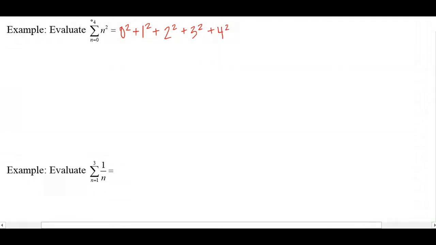So the number on the top of the sigma tells me that's the last number to substitute into n. So it doesn't necessarily tell me how many terms I'm adding together, because here notice I'm adding 5 terms together. It tells me that's the last number to be substituted into the general term. And now that I have this expanded, I just add them all together. So I have 0 plus 1 plus 4 plus 9 plus 16. And if we add all these together, we get the finite number 30. So this sum from n equals 0 to 4 of n squared equals the finite value 30.